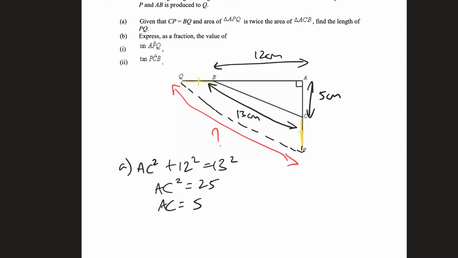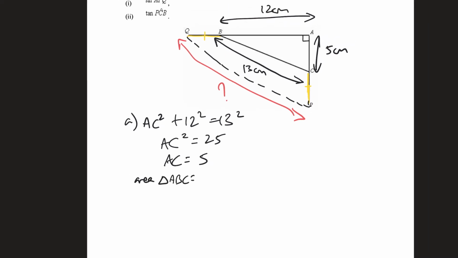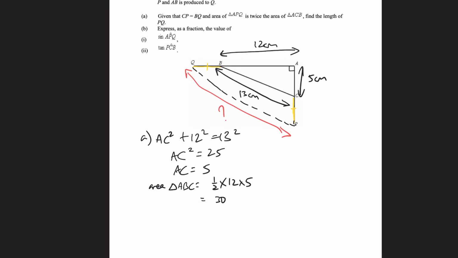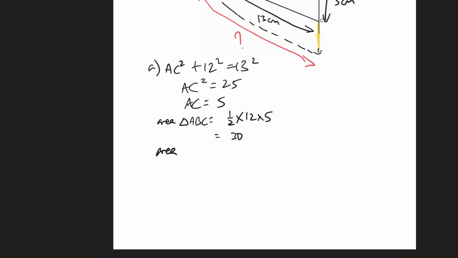Alright, and now we can find the area. So the area of triangle ABC is therefore, since this is 90 degrees, this must be my height. So I can simply say it's half times base times height. And if I key all of that into a calculator, I'll just get 30. Cool. And then I can say that the area of APQ is twice of that. So the area of triangle APQ is simply 30 multiplied by 2, which is 60.